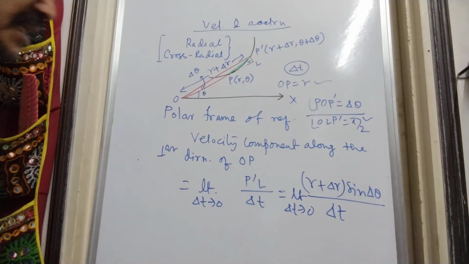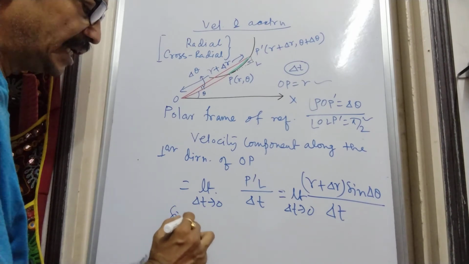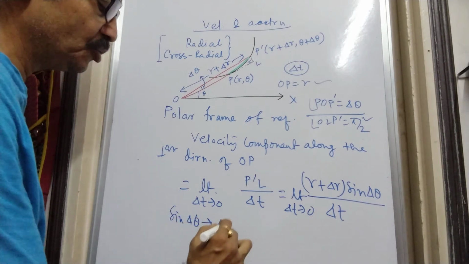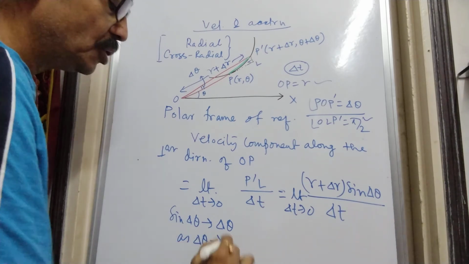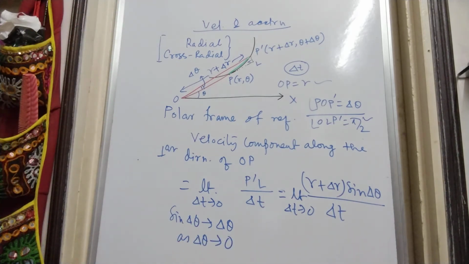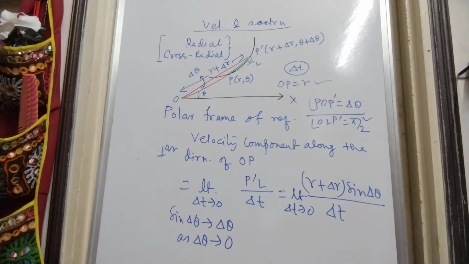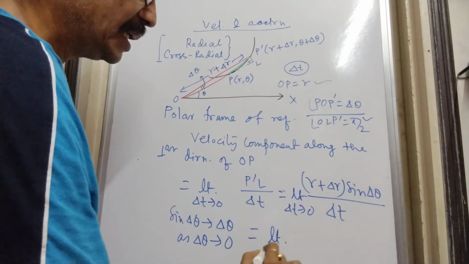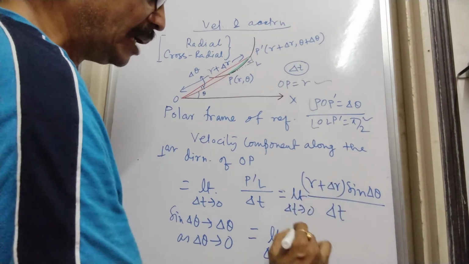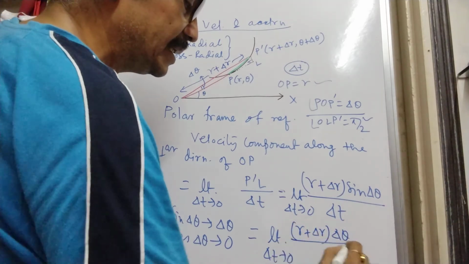And with similar logic, as delta t tends to 0, delta theta also tends to 0, and we have sine delta theta tending to delta theta. Isn't it so? Sine delta theta always tends to delta theta, as delta theta tends to 0. We all know that sine delta theta by delta theta actually tends to 1. So sine delta theta tends to delta theta. And what is this? This is nothing but (r plus delta r) into delta theta by delta t.